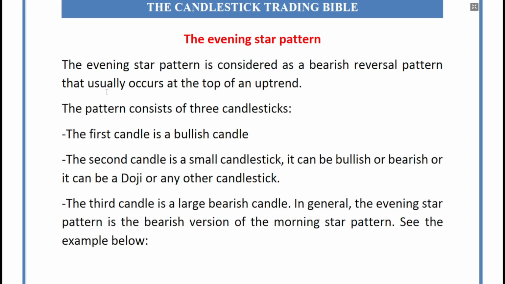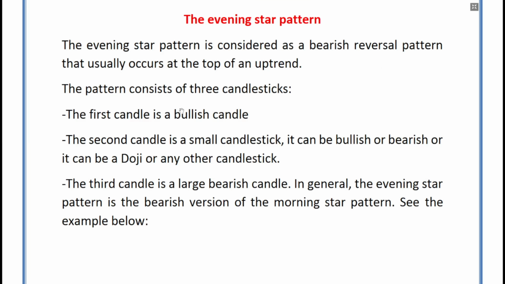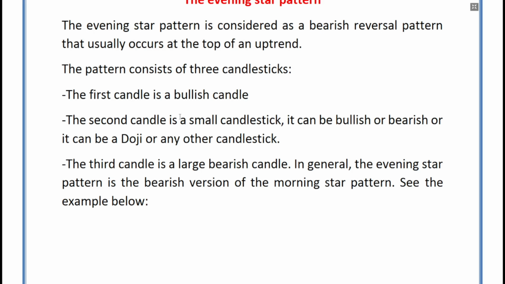Now, this pattern consists of 3 candlesticks, just like the Morning Star, okay? The first candle is a bullish candle, all right? And then we have the second candle, which is a small candlestick. It can be small, it can be bullish or bearish, okay? The third candle is a large bearish candle. In general, this pattern is a bearish version of the Morning Star, just as I have said. This is basically the opposite of Morning Star, okay?